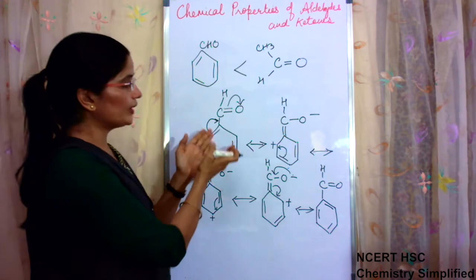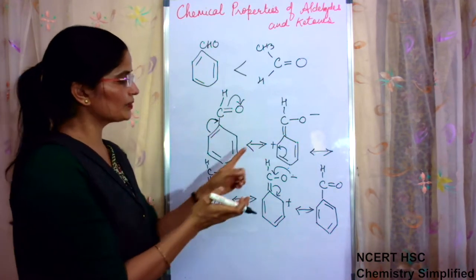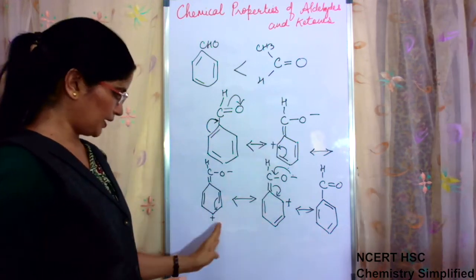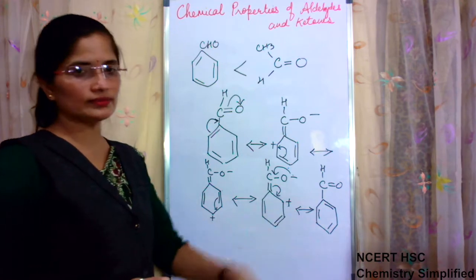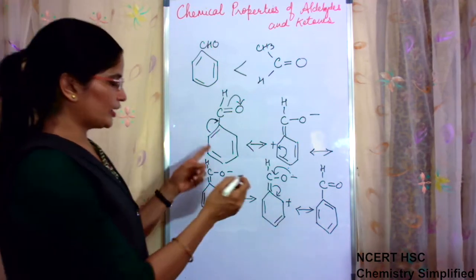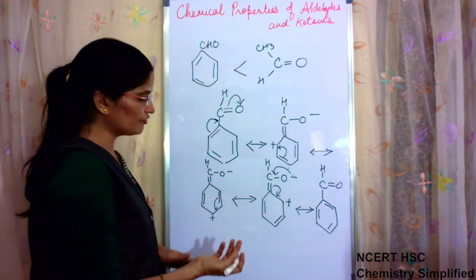But when groups like aldehyde group are attached on the benzene ring, what is happening? Electron density is reducing on ortho, para and on ortho position again. That means what? Whatever electron density is present, on which positions?